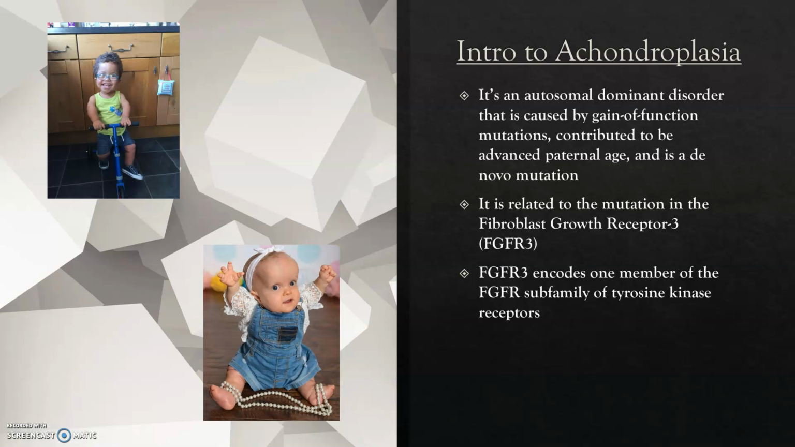So, the intro to achondroplasia. It's an autosomal dominant disorder that's caused by gain-of-function mutations. It's also contributed to by advanced maternal age, and it is also a de novo mutation. It's related to a mutation in the FGFR3, or fibroblast growth factor receptor 3, gene. FGFR3 encodes one member of the FGFR subfamily of tyrosine kinase receptors.